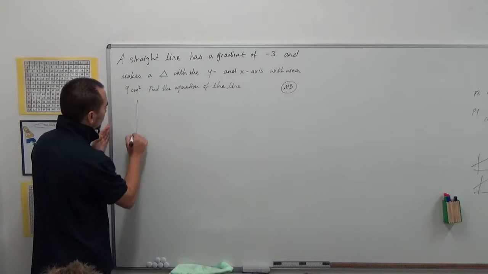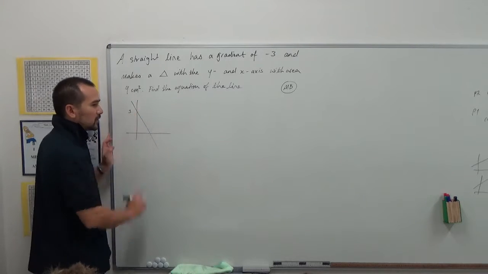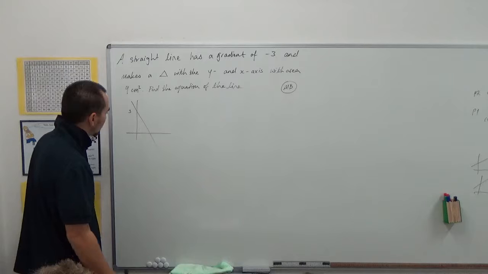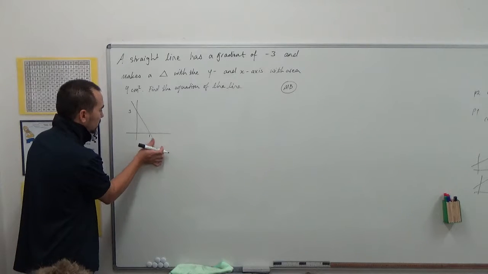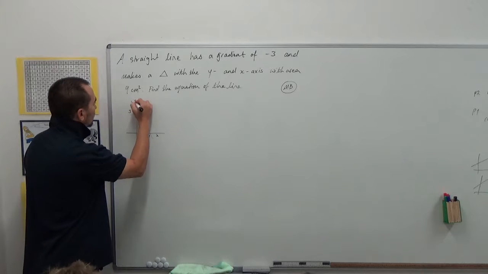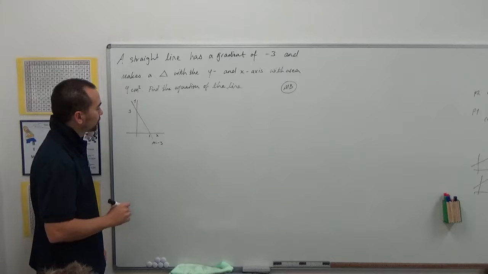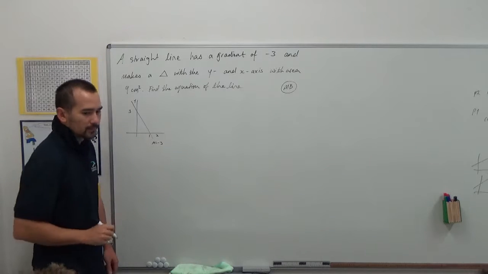Alright, so first thing we can do is draw a diagram. Why some students don't draw a diagram, I don't know. It always helps me to draw a diagram. You should always draw a diagram. Okay, and so the gradient here is -3. So I chose 3 and 1.